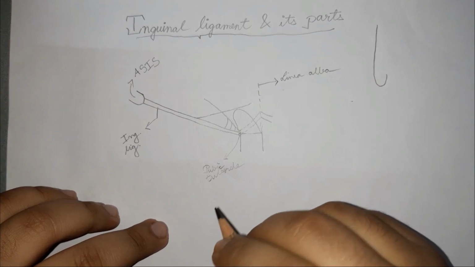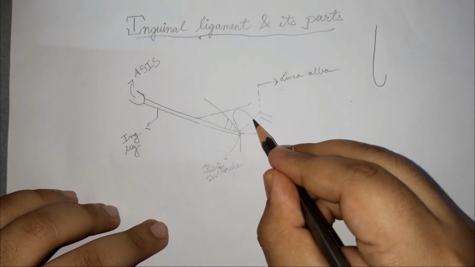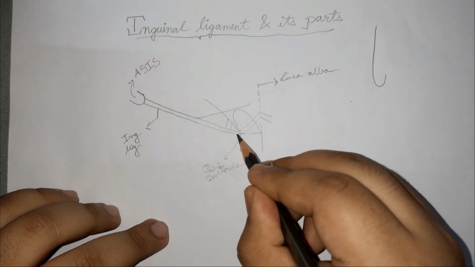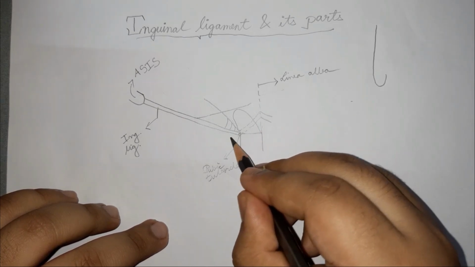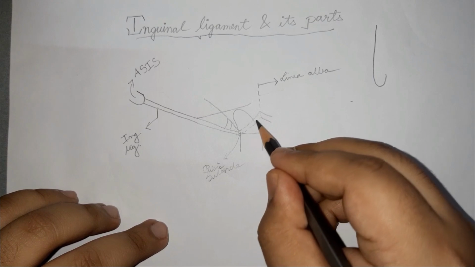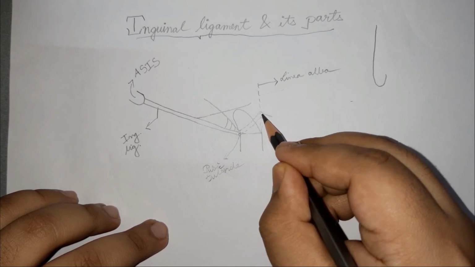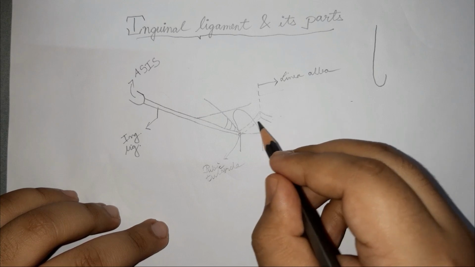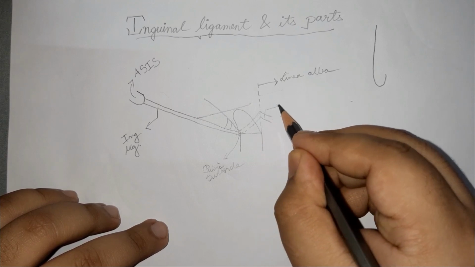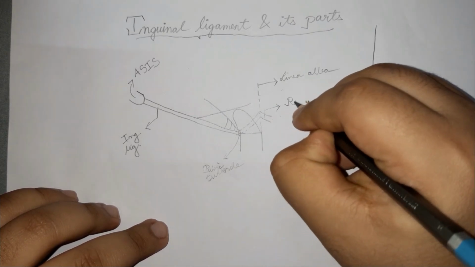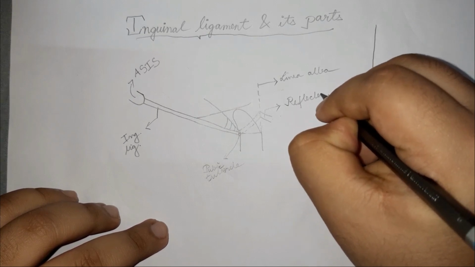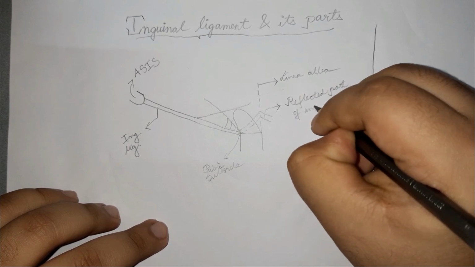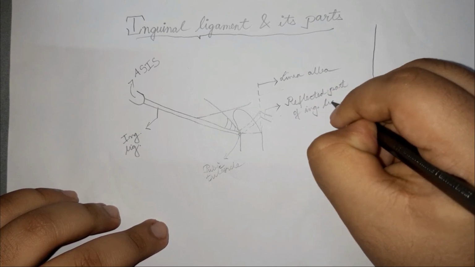So these fibers are arching upwards and medially. Obviously they start from the pubic tubercle, arch upwards and medially, and then are continuous with the opposite-sided fibers of the same thing. These are what we call the reflected part of the inguinal ligament.